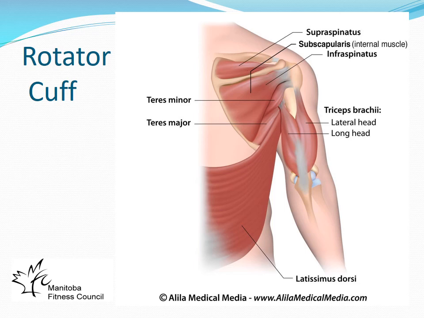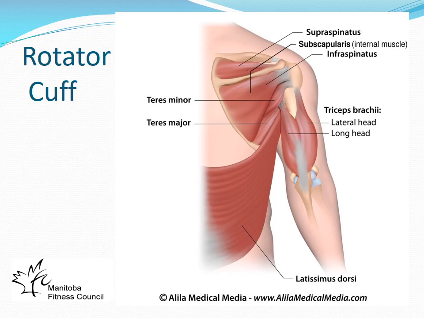Subscapularis you cannot see in this picture. Subscapularis is actually a muscle that is anterior to the scapula but posterior to the rib cage. So it attaches to the scapula on the anterior aspect, so it lies between the scapula and the rib cage, so we can't see it. It too will attach to the humerus.